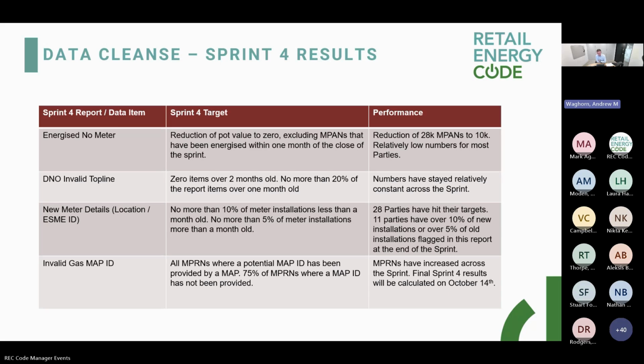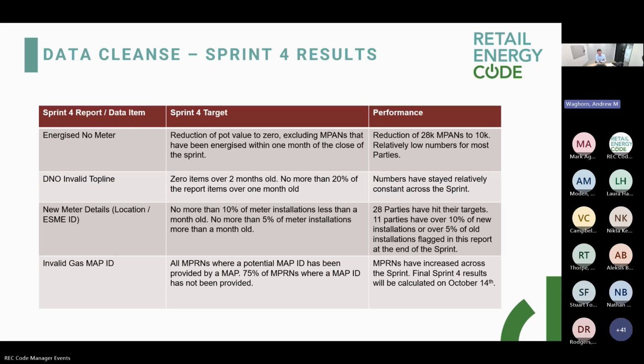So we were looking to see effectively that that was getting worked, and that the older the installation was, the less issues there were. So of the parties that had targets in that, 28 parties have hit those targets. So well done if you're one of those parties. 11 still have some in either one or either of those conditions. So either more than 10% over a month old or 5% within a month. So there's still a bit more work to do there, and that is obviously a pot where, as more installations happen, there is a risk that things continue to come in.